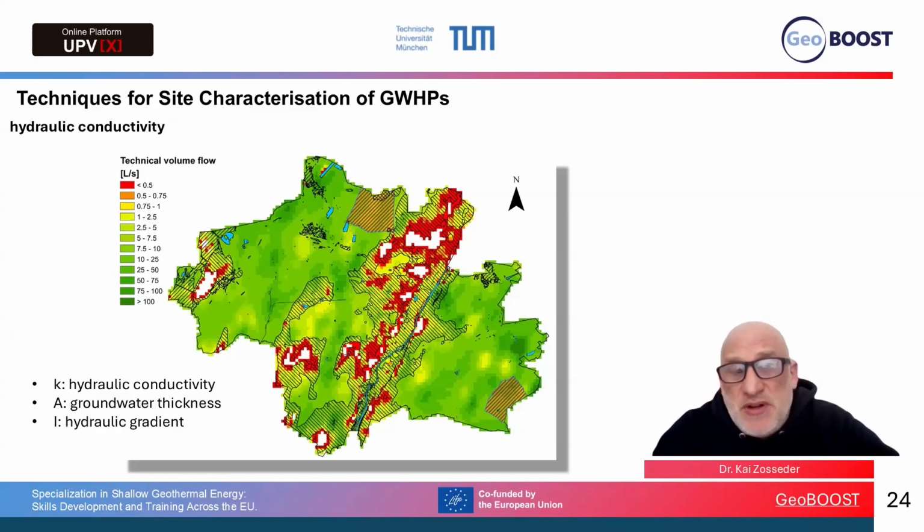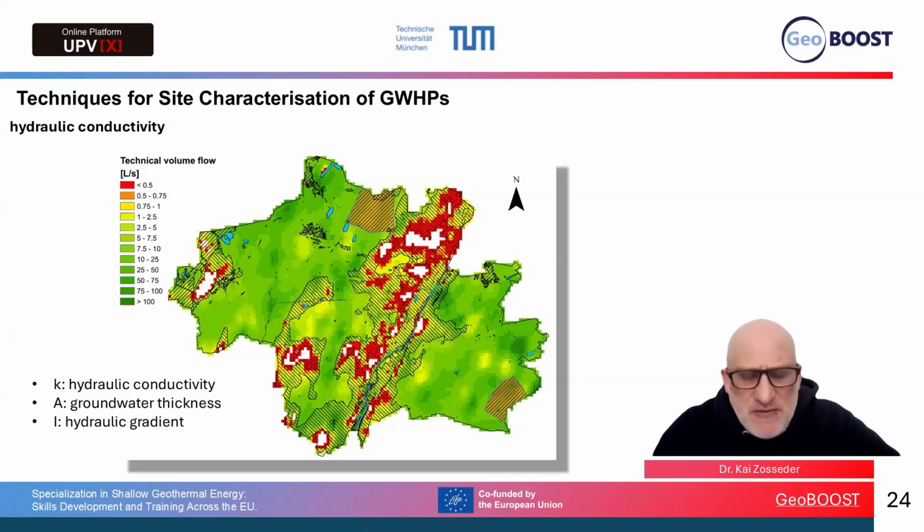And here you see we did that once for the Munich example case. And you see if we have a higher volume of water and higher hydraulic conductivity, then you can pump out a lot more water at a specific place. And if you have a lower amount of groundwater available, of course, you have less potential to pump out a specific amount of water.